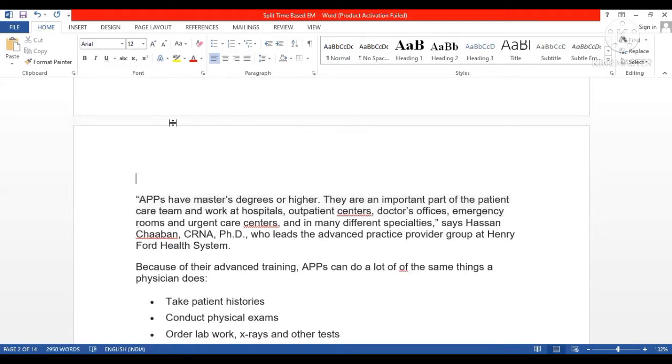APPs have a master's degree. Most of the time, in the attestation at the bottom of the chart, you will see, I have seen and examined the patient along with my APP. So what is an APP? An APP may be PA, NP, CRNA, and resident and fellow as well. Just to have a brief about it, APPs have a master's degree or higher. They are an important part of the patient care team and work at hospitals, outpatient centers, doctor's offices, emergency rooms, and urgent care centers, and in many different specialties.